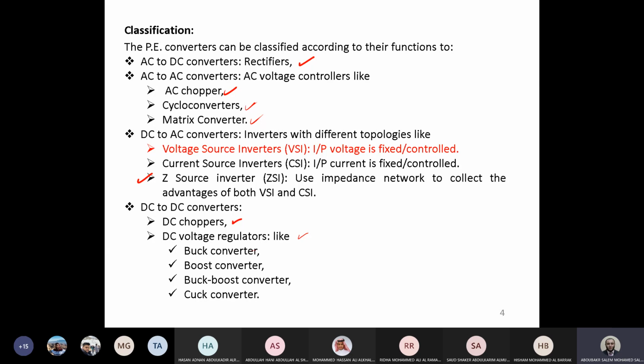And so these are the different types, guys. Now we have AC to DC, AC to AC, DC to AC, and DC to DC. For the variable frequency drive, the most used converter is the voltage source inverter. So this will be the focus of today, inshallah: the voltage source inverter.